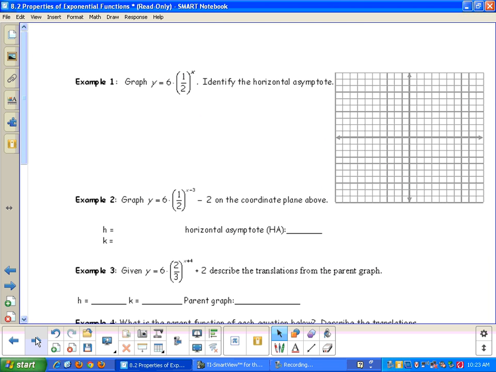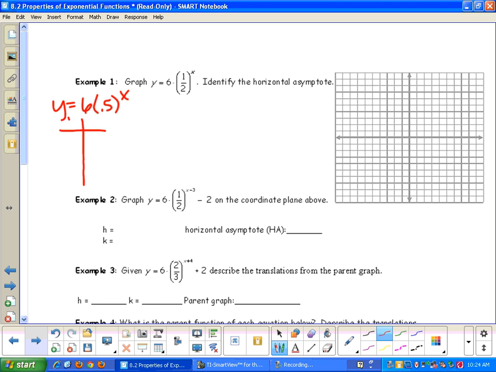All right, so let's go ahead and do some graphs. So we're going to graph y equals 6 times 1/2 to the x power. And we've done this before, so if you wanted to in your calculator, you can just make a table. So I'm going to skip that part. So we have -2, 24, -1, 12, 1, 3, and 2, 1.5. So we're going to go ahead and graph this.